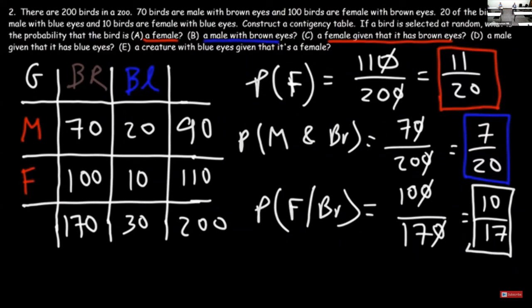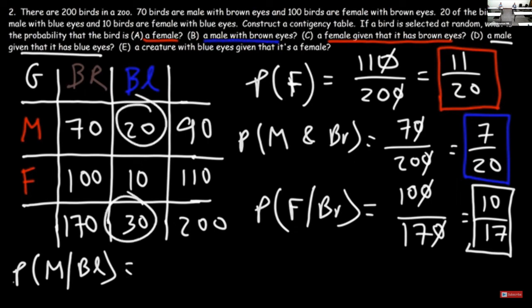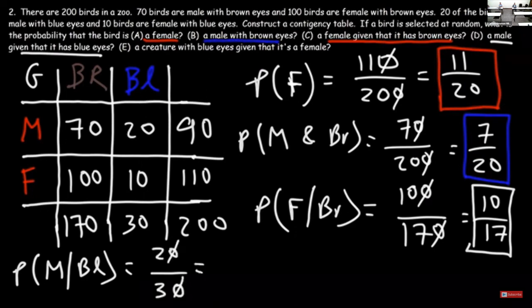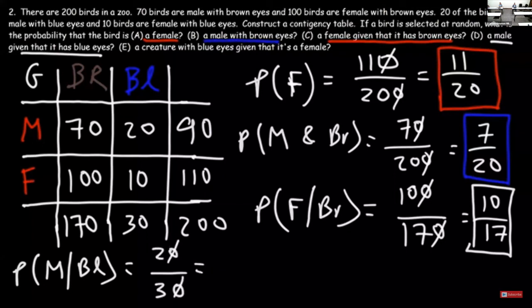Now let's move on to part D. What is the probability that the bird is a male, given that it has blue eyes? So what's the probability of M given BL? So how much of M is in BL? There's 20 of M and 30 of BL. So there's a total of 30 birds with blue eyes, 20 of which are male. So the probability of selecting a male bird, given that it has blue eyes, is 2 over 3.